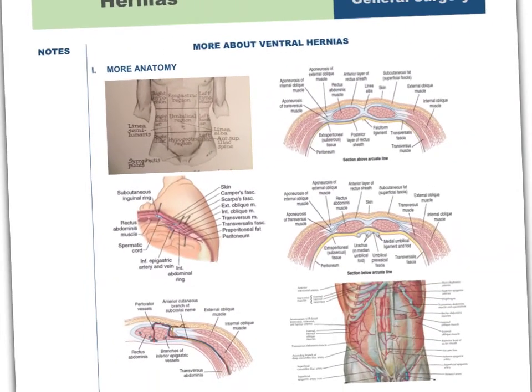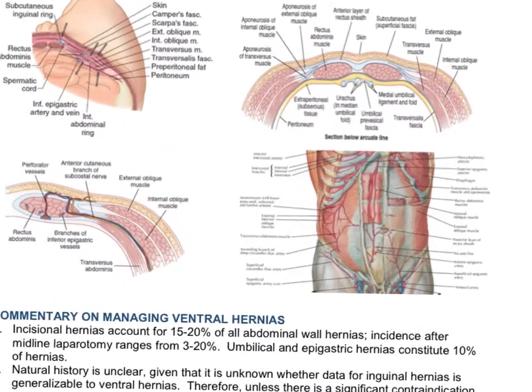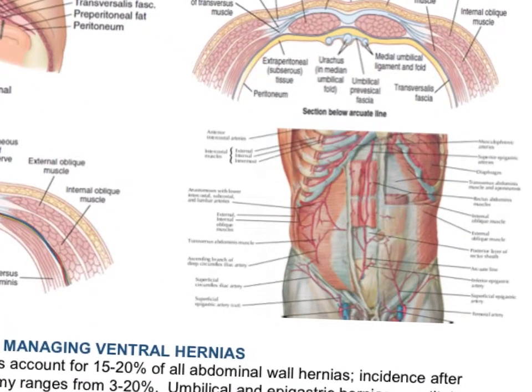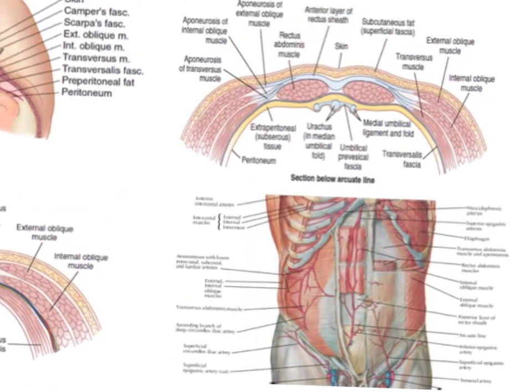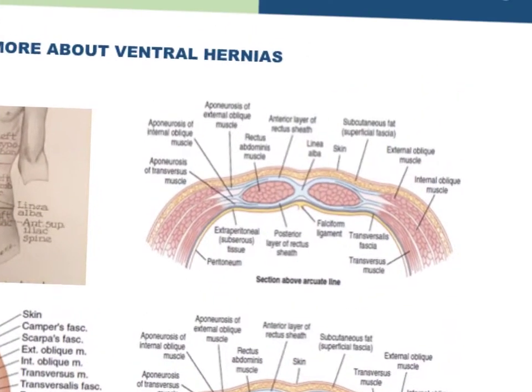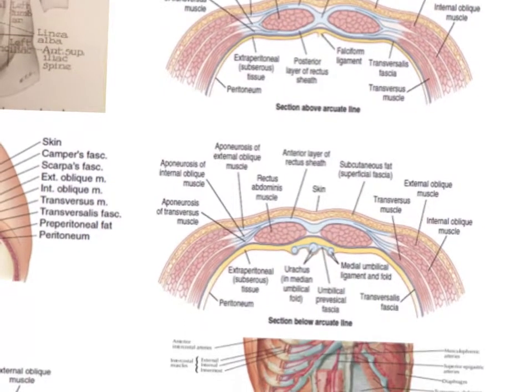An important landmark is the arcuate line, which you can see at this arrow right here. Above this line you have all the layers, and most notably the posterior rectus sheath. Below this line, this sheath is no longer there.